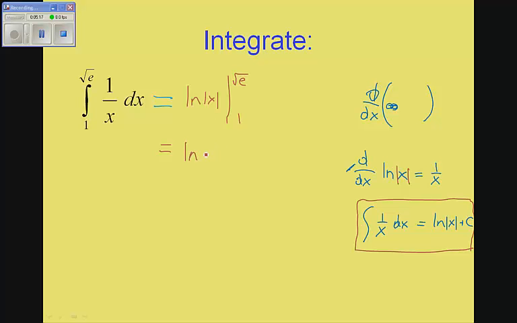So I get the natural log of e to the 1/2 minus the natural log of 1. What's that equal? This is 1/2, right? How do you know? How do we know that?